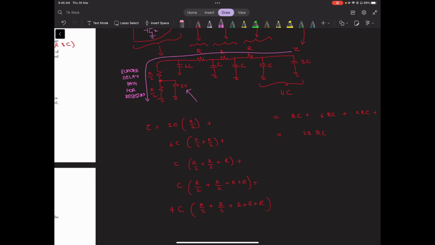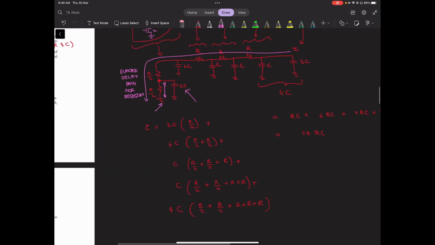2C resistor, right? The path basically from this ground node to the 2C resistor is this much, right? But the total overlap between that path and the bigger path is only that R by 2 resistor, so I've only taken R by 2.